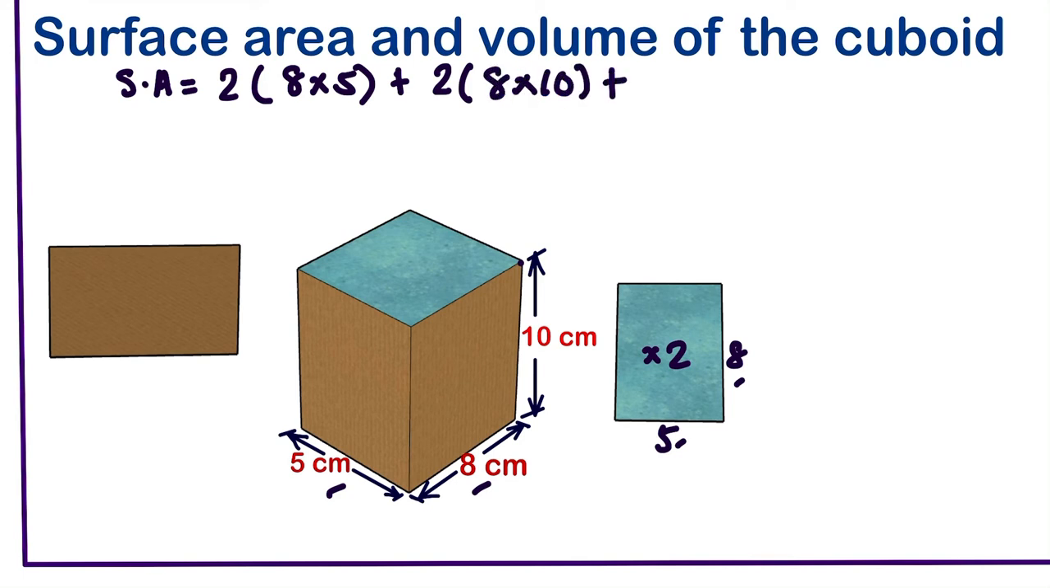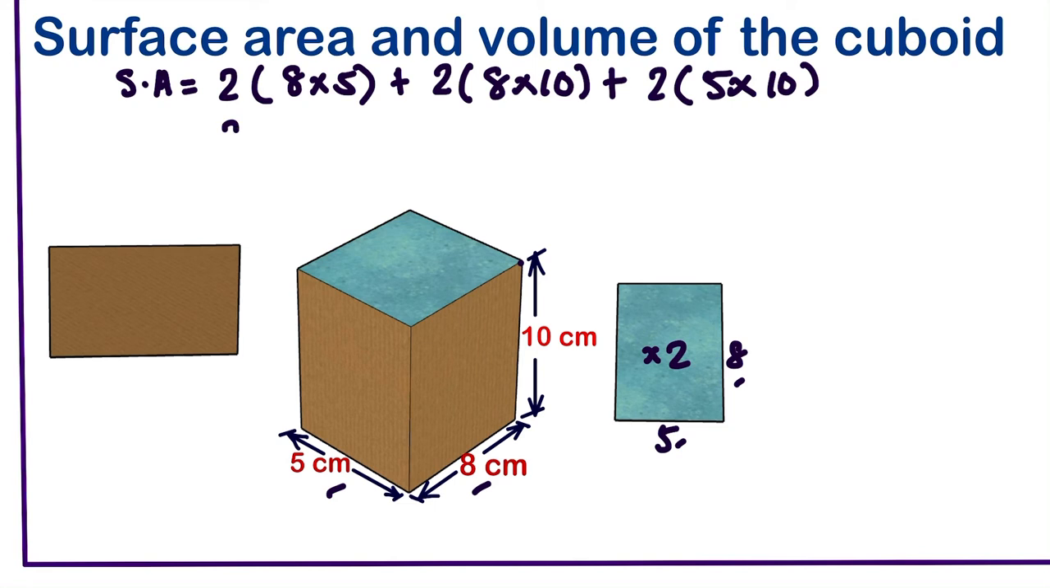Next we are left with this rectangle at the side. So this is 10, it means this is 10 as well. So this rectangle here is the same as this rectangle. So we have this 10 and 5 times 2. So we are going to have 2 bracket, don't forget you are adding them up. Then we are going to have 5 times 10.